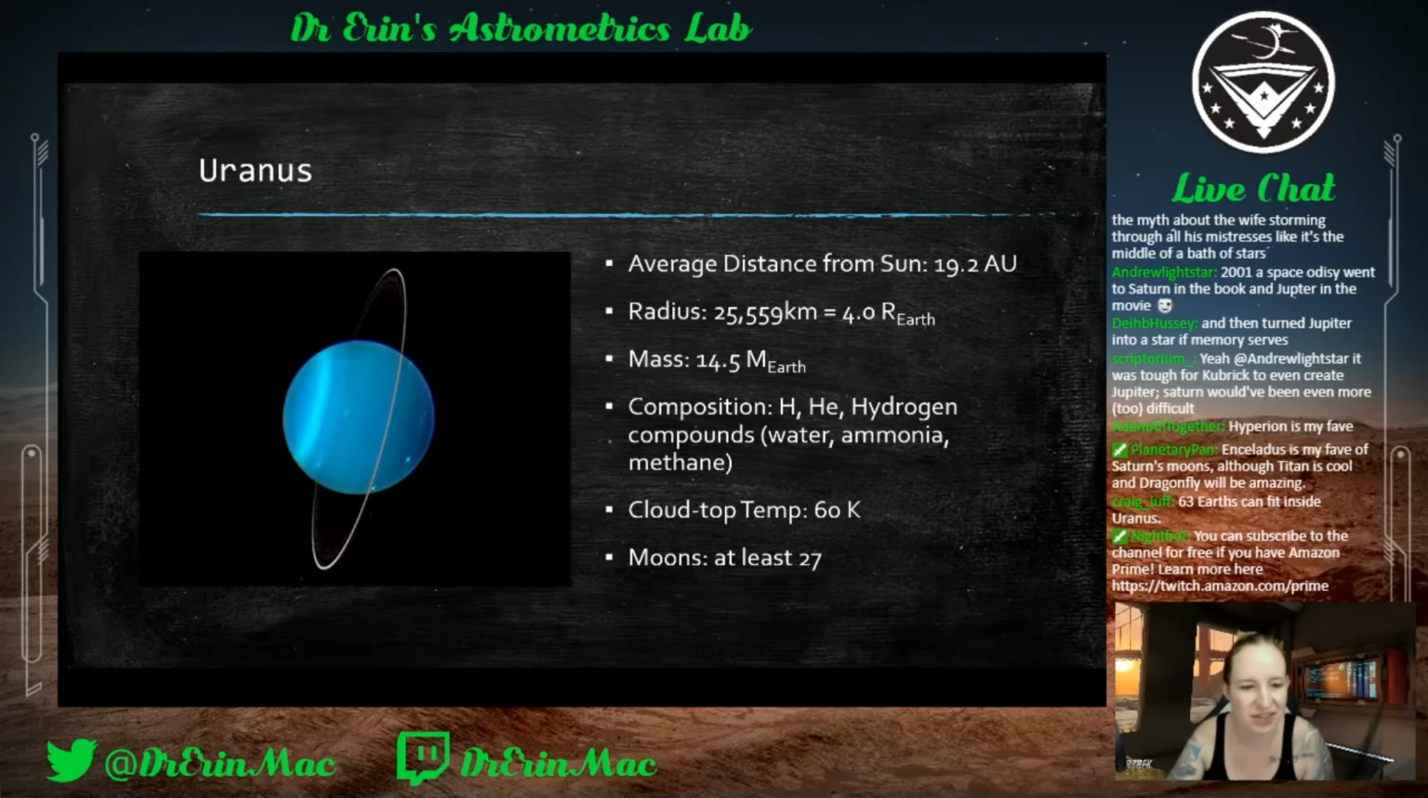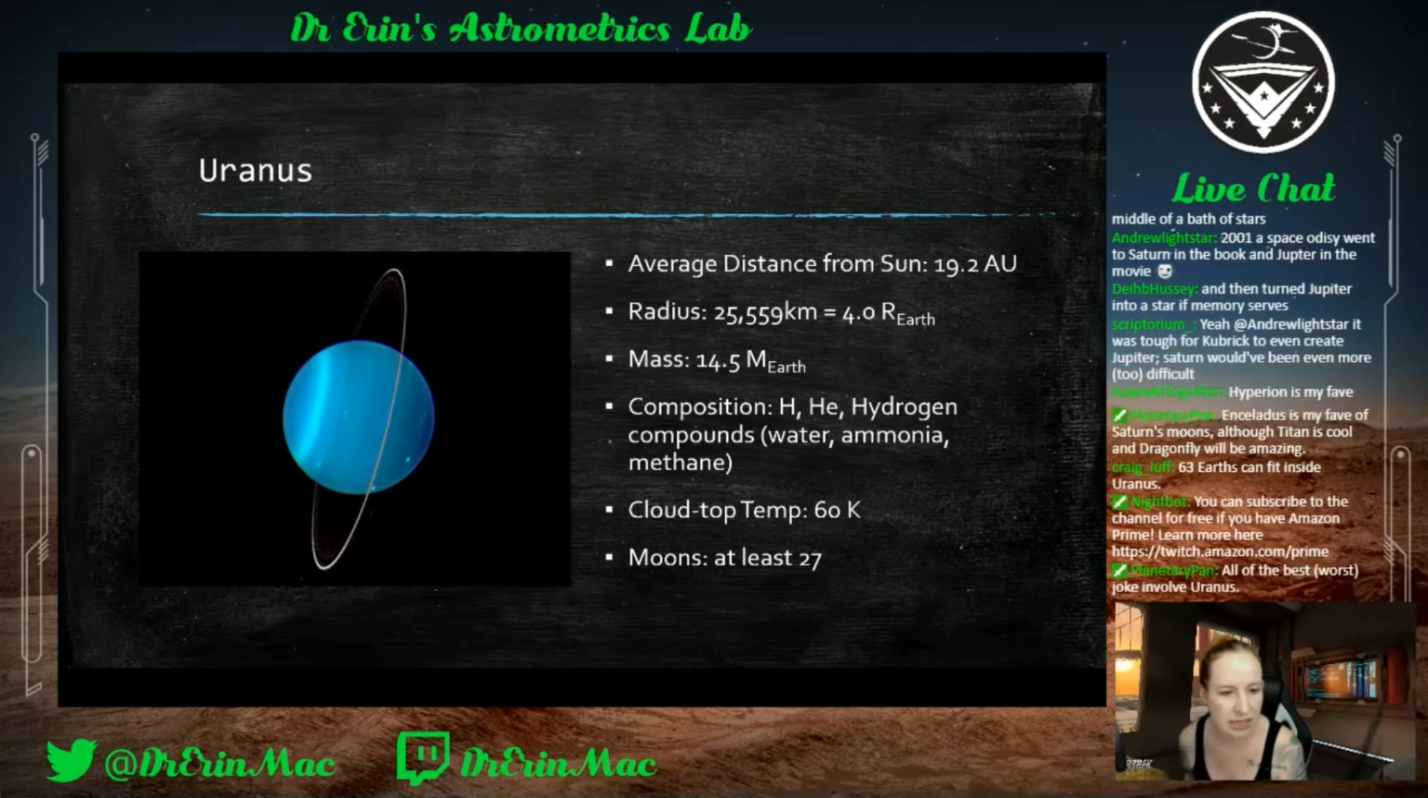63 Earths can fit inside Uranus. It's about 20 times the distance between the sun and the Earth, about 19.2 AU. 4 times the radius of the Earth, 15 times the mass of the Earth, and hydrogen, helium, and then these hydrogen compounds are what make it blue. So water, ammonia, and methane are kind of what make it the blue color. And then, as we mentioned at the beginning, thanks to Craig's question, the cloud top temperature is about 60 degrees Kelvin. It has at least 27 moons, but it's on its side.